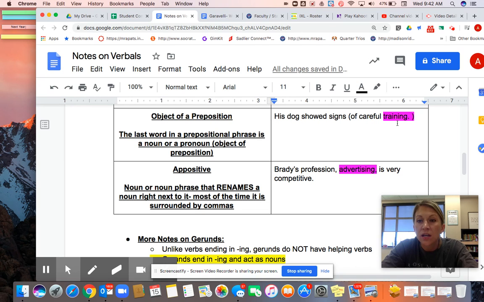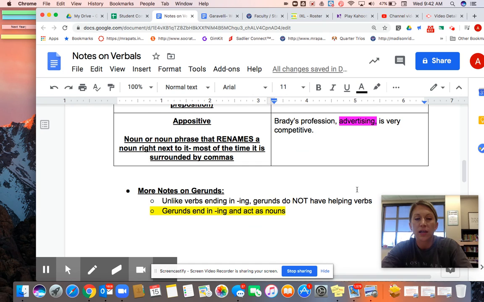Of is a preposition. Training ends with an ing. So that means that it's either going to be a participle or a gerund. So I know it's not a participle because it's not describing anything. Careful is the describing word. Training is the end of the prepositional phrase, so it's acting as the object. So it's a gerund.